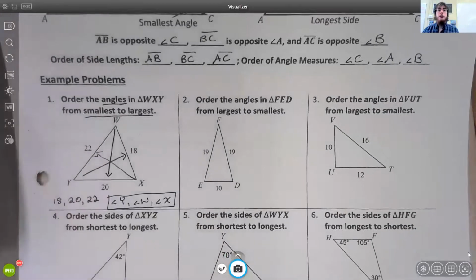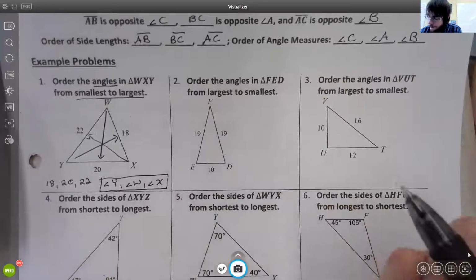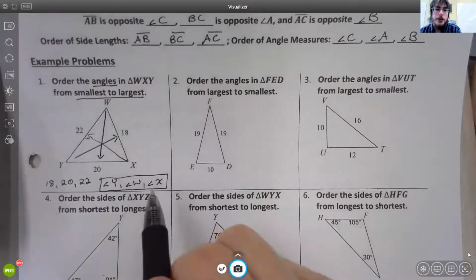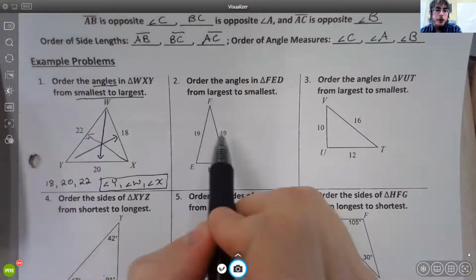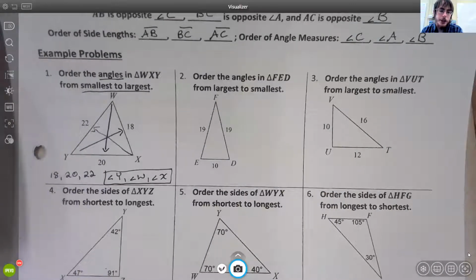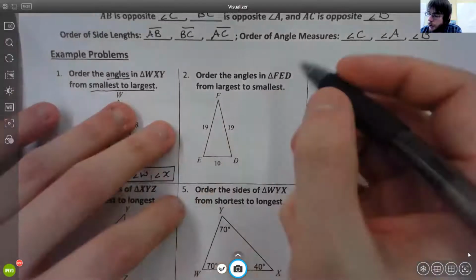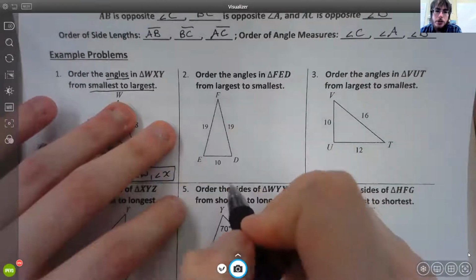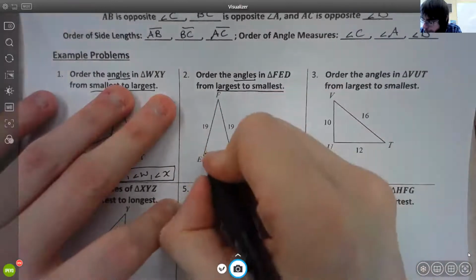All right, let's look at number two. Number two wants us to order the angles in triangle FED from largest to smallest. So if we look here, we can see that we actually have two angles that are congruent to one another. If you have two angles that are congruent to one another, you just list them together. So you would write like B and E or whatever you have. So we want to order the angles from largest to smallest. So we're going to do the exact same thing. I'm going to draw my arrows.